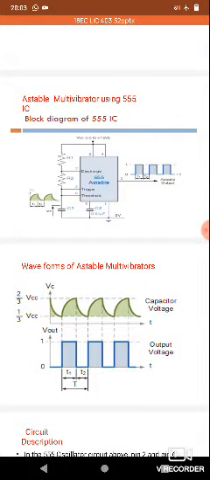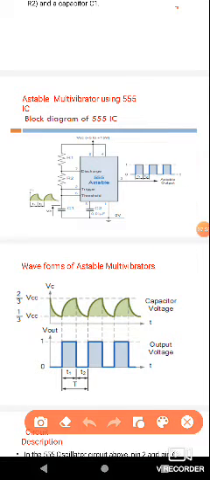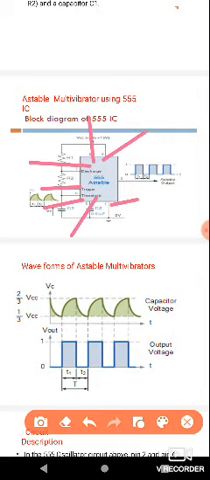So this is the block diagram of the 555 IC. By using the 555 IC, we can generate an astable multivibrator. Here we have the 555 astable. Pin 1 is connected to ground. Pin 5 is used for control voltage. Pin 6 is used for threshold voltage, and pin 2 is normally used for triggering, and pin 7 is used for discharging. Pin 8 is used for supply voltage, and pin 4 is used for resetting.